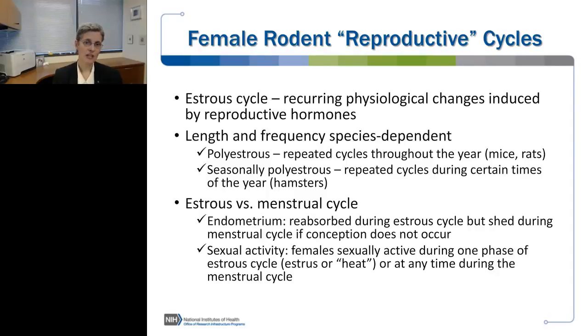The two major differences between the estrous cycle of rodents and the menstrual cycle of women come down to the endometrium and the sexual activity. Relative to endometrium, it is reabsorbed during the estrous cycle, but shed during the menstrual cycle if conception does not occur. And with sexual activity, females are sexually active during one phase of the estrous cycle, and this is referred to as estrus or heat, but can occur at any time during the menstrual cycle.